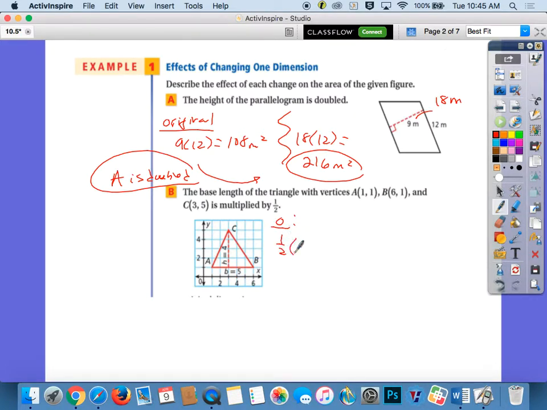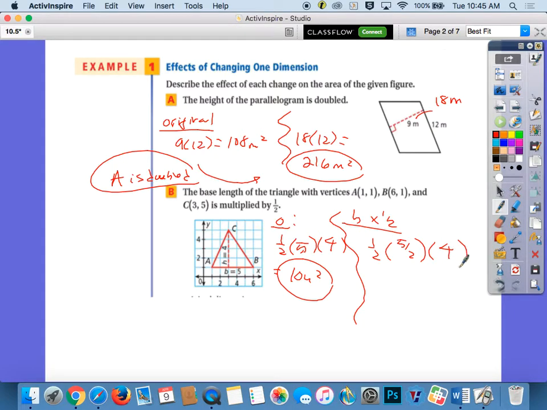And I want to do 1/2 base times height. My base is 5, my height is 4, so they're not making us do too much work here. And I end up getting 10 units squared for the area of the original. Now, if I multiply my base by 1/2, I end up getting 1/2 times 5 over 2, or 2.5, however y'all want to think about it is fine, times my height. Based on what we saw here, when we doubled one dimension, our area doubled. Let's see what happens in this case. I end up getting 5 units squared. So when I changed one dimension and cut it in half, my area was cut in half.